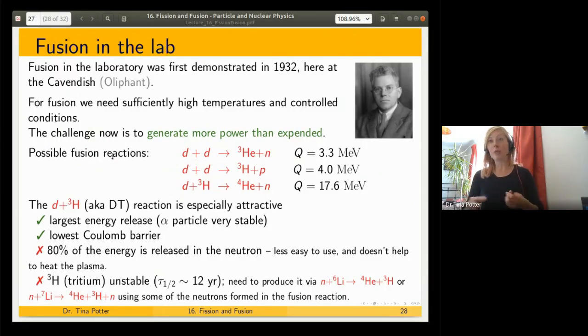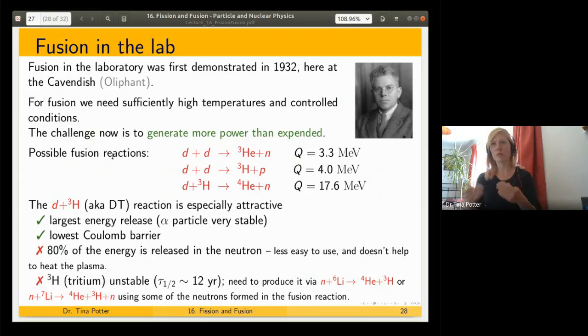Now, more usefully, what we'd like to do is use fusion to do some work. And we've been doing fusion in the lab for almost 100 years now. It was demonstrated for the first time here at Cambridge at the Cavendish Laboratory. This was done in 1932 by Oliphant. So what we need to do to create fusion is we need some high energy, high temperatures, and some very controlled conditions.